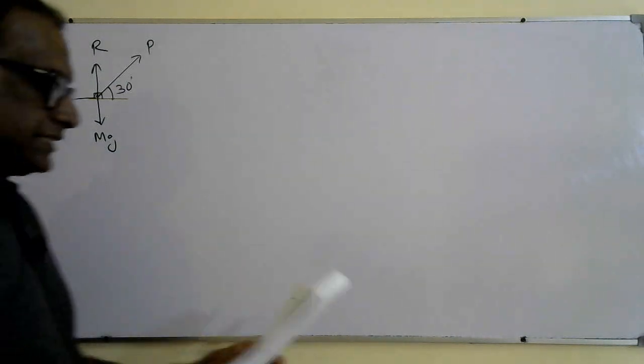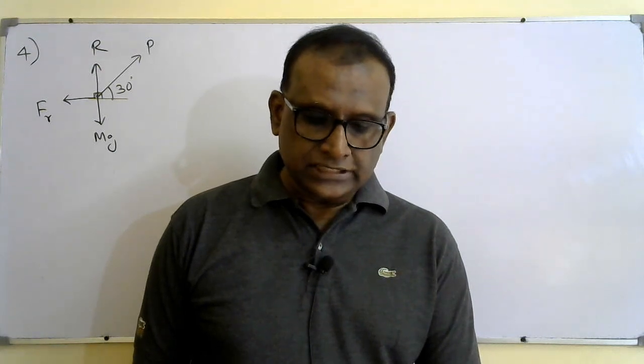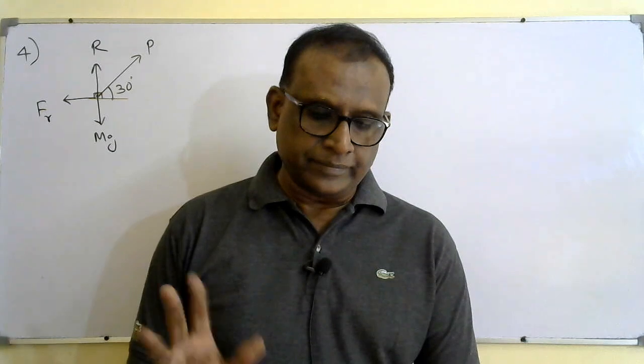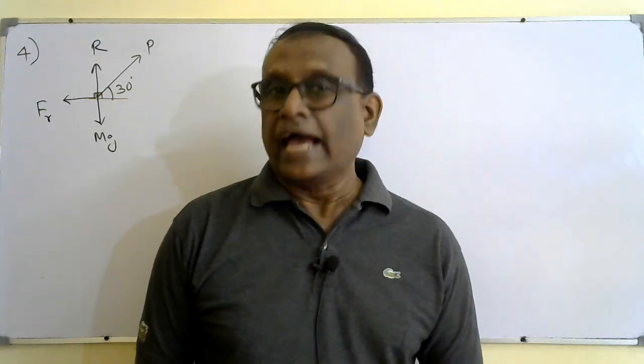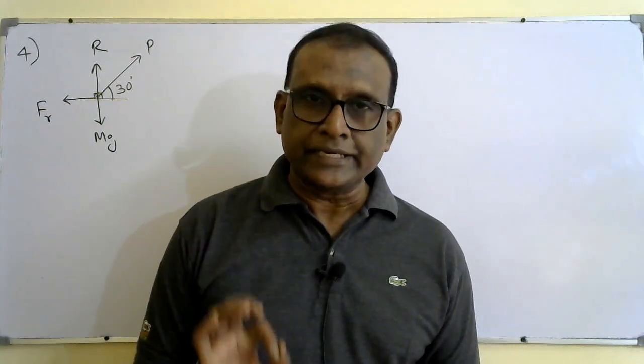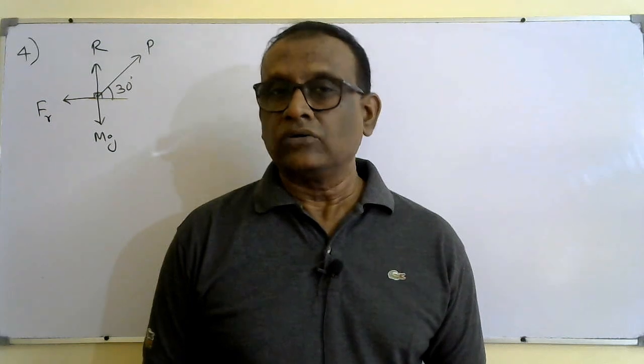Okay, so the second question: the value of P is now changed so that the block is on the point of slipping along the plane. They are not telling anything about the angle, so we should take the angle remaining the same, only the magnitude of P is changed. Find the value of P. Now look here.